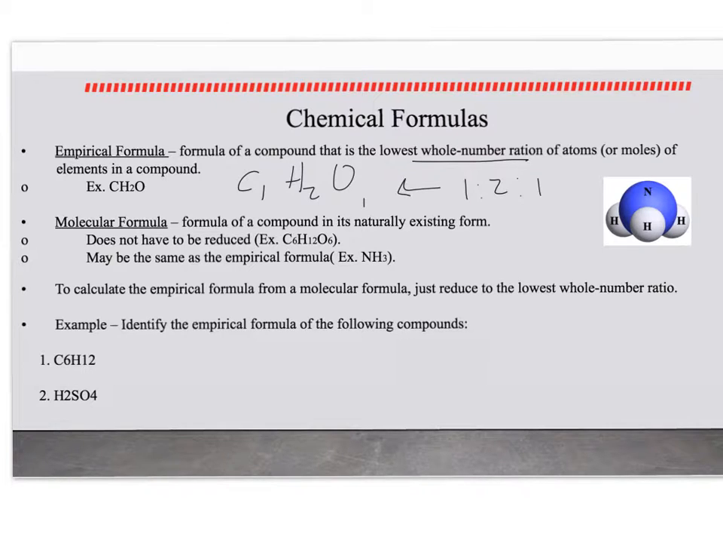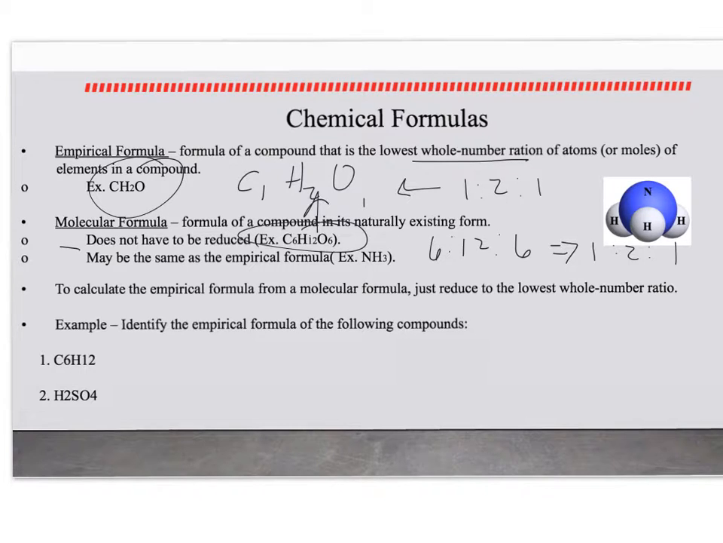A molecular formula is a formula of a compound in its naturally existing form. For example, we have C6H12O6. That is the molecular formula of glucose or sugar. So we have a 6 to 12 to 6 ratio. However, we can reduce all of the numbers by 6 to get that 1 to 2 to 1 ratio. So C6H12O6 is a molecular formula, but it is not an empirical formula. If I were to convert glucose to its empirical formula, then it would look like the first example where we had that 1 to 2 to 1 ratio.